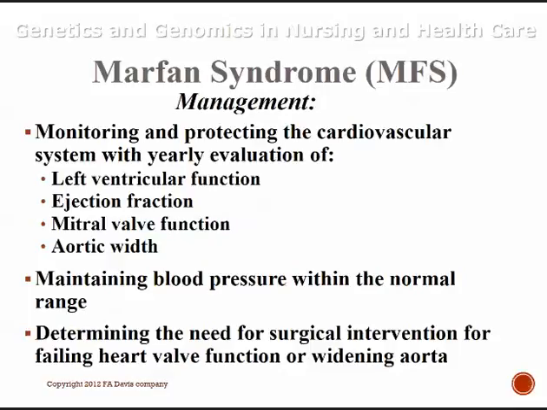The management of Marfan's is really to monitor and protect the cardiovascular system. These patients have minimum yearly evaluations of left ventricular function, their ejection fraction, mitral valve function, and aortic width. Maintaining a normal blood pressure is critical for these folks. Also determining the need for any surgical interventions: if we have any heart valve issues or a widening aorta, they may need surgery to correct that.